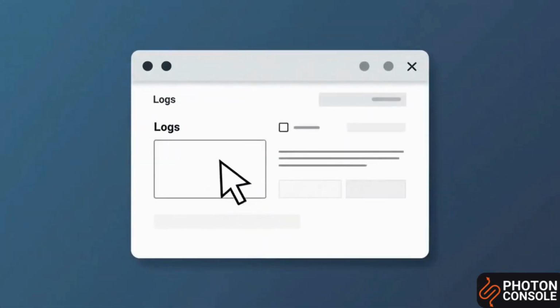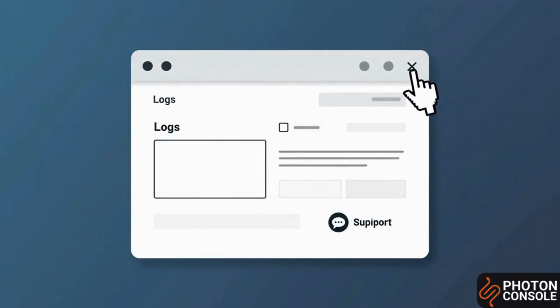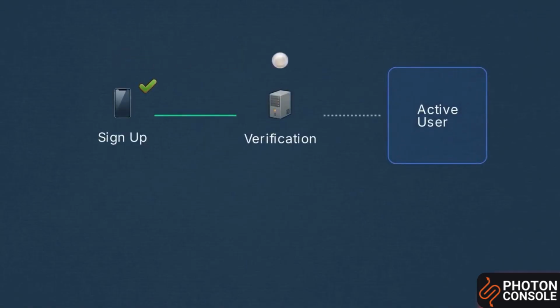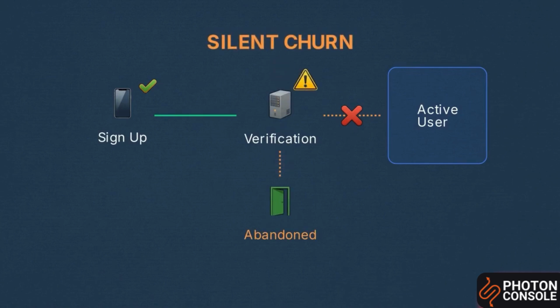But the user doesn't see your server logs. They don't open a support ticket. They simply close the tab and try a competitor. When a one-time password fails to arrive, it represents a silent revenue leak. You are losing active users to an infrastructure problem disguised as an email glitch.